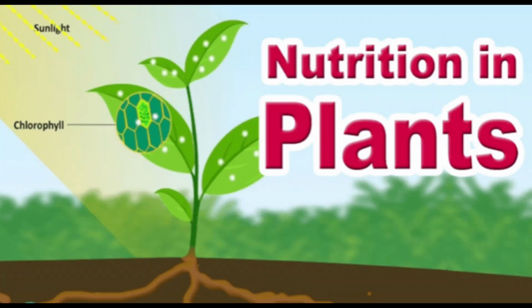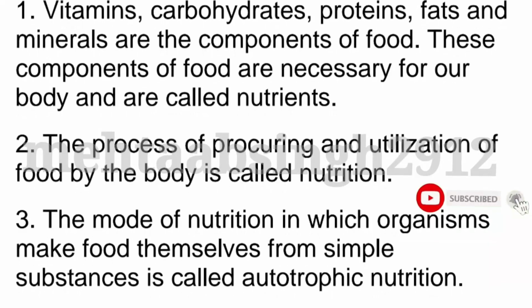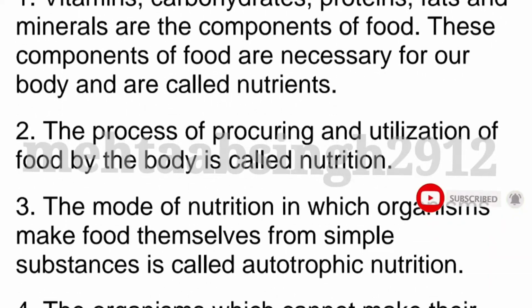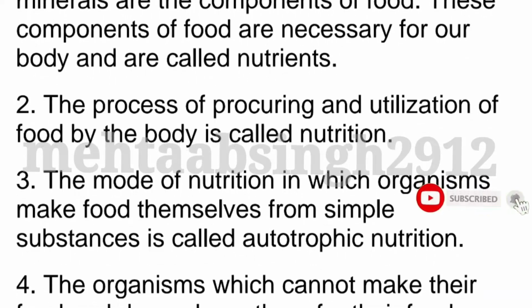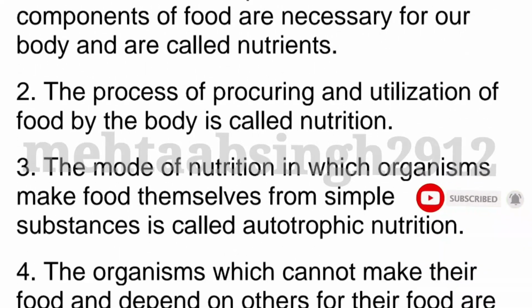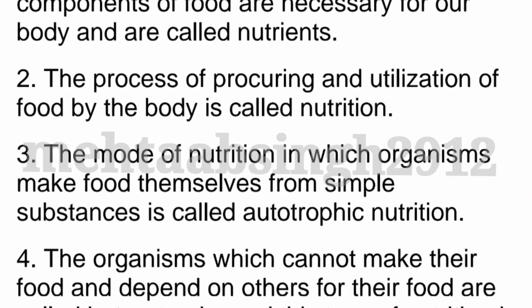Chapter: Nutrition in Plants. First, vitamins, carbohydrates, proteins, fats, and minerals are the components of food. These components of food are necessary for our body and are called nutrients.